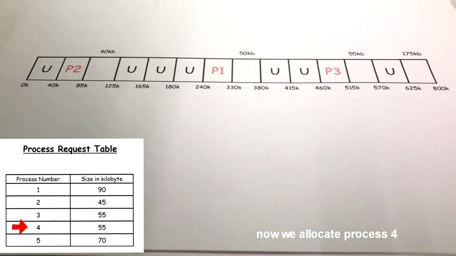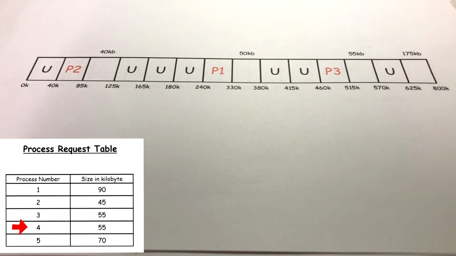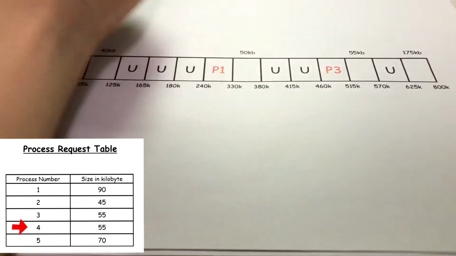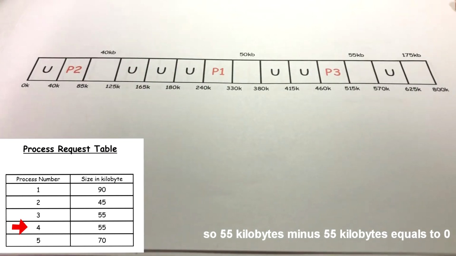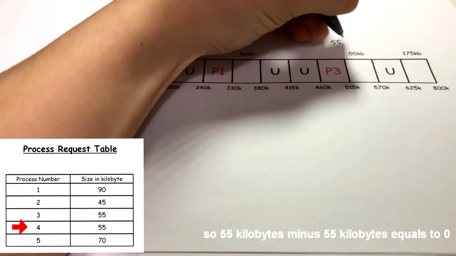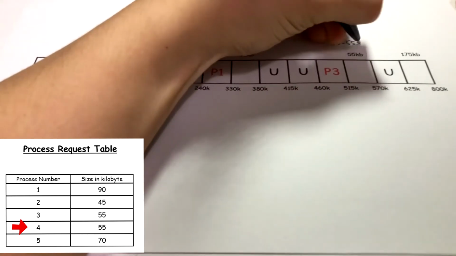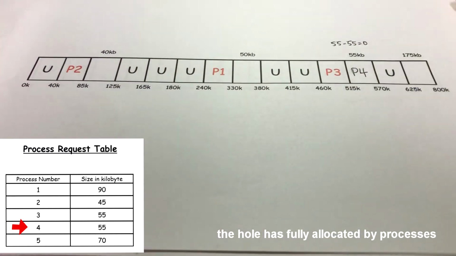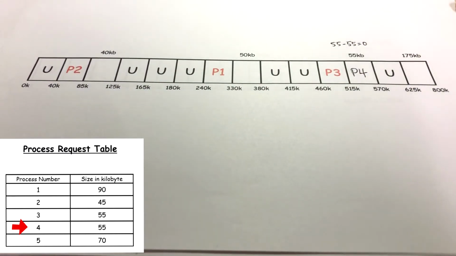Now we allocate process 4. The size is 55 kilobytes. So we fit it into the hole that has 55 kilobytes. So 55 minus 55 equals 0. The hole now has no more space. The hole has been fully allocated by the process.